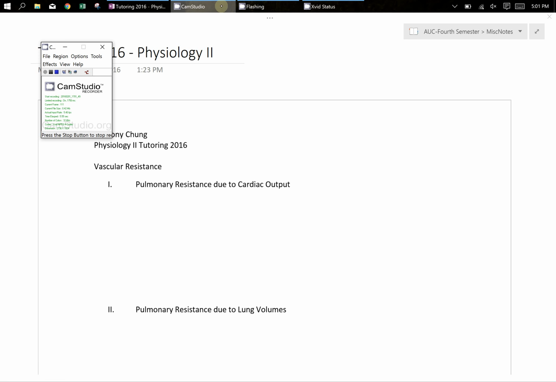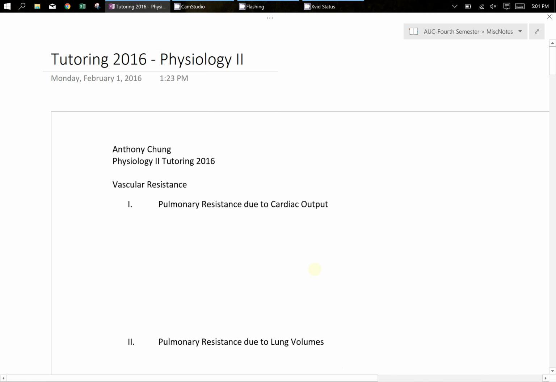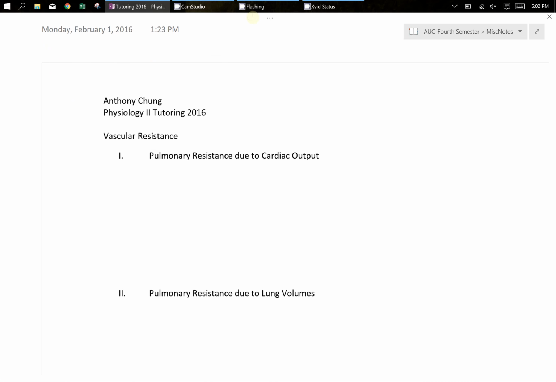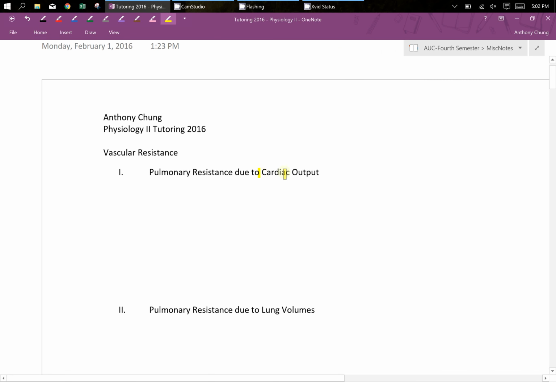All right, it's gone. So what we're going to be talking about first is resistance. There's going to be pulmonary resistance. There are only 3 ways in which you can have a change in pulmonary resistance. The first way is going to be based on cardiac output.